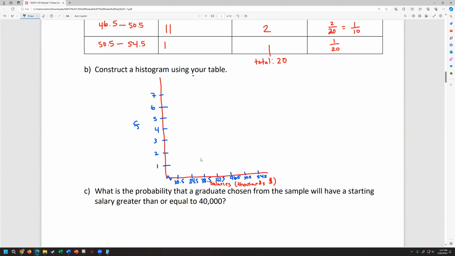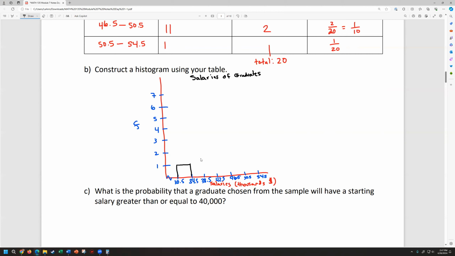So this is the salaries of the graduates that they were measuring, okay? So when you start your histogram, you start with the lower end of that boundary. You go up to the height that you need to go to. So for this first one, it was 1. You draw the bar over until you reach where the second interval is going to start. And we draw that down. So that makes that first bar.